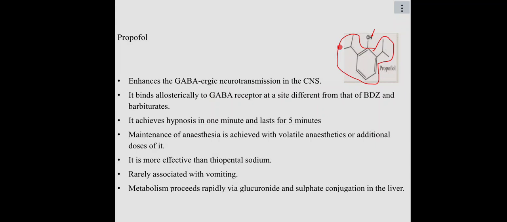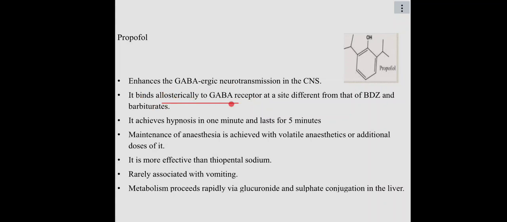And of course, propofol also works like the benzodiazepines, the barbiturates, but again, it will bind its own site. So it enhances the GABAergic neurotransmission in the CNS. It binds allosterically to GABA, just like the benzodiazepines and the barbiturates. But these drugs will bind their own site. So it looks like the GABA receptor has several allosteric sites where these other compounds can bind.